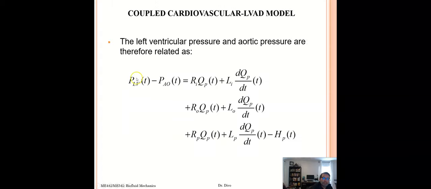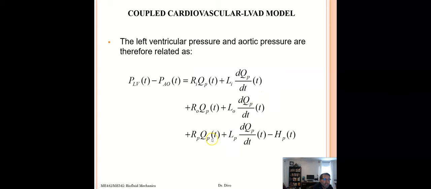So this is how it goes. The pressure in the left ventricle minus the pressure in the aorta, the pressure drop between those two, because that's the direction of the flow, either to the bottom branch or to the LVAD branch. By using Ohm's law, it would be the resistance of the inlet cannula times QP, and the resistance of the outflow cannula times QP. Using Henry's law, it would be the inductor of the inflow cannula times dQ/dt, plus the inductor of the outflow cannula times dQ/dt. That Q is the Q that goes through the pump.